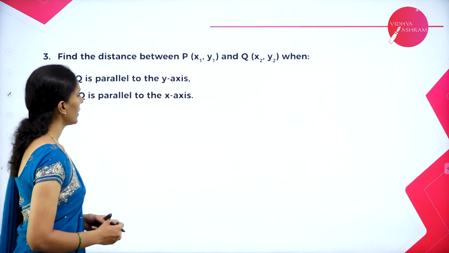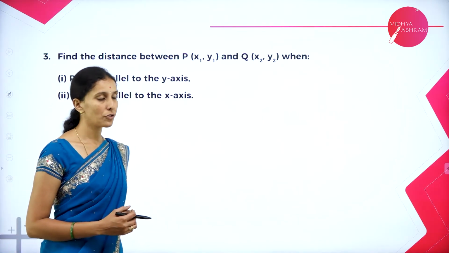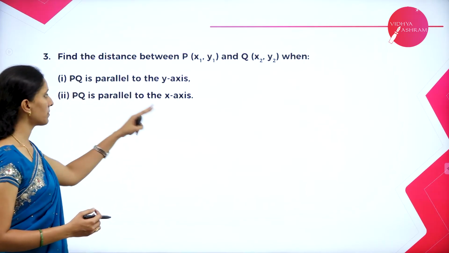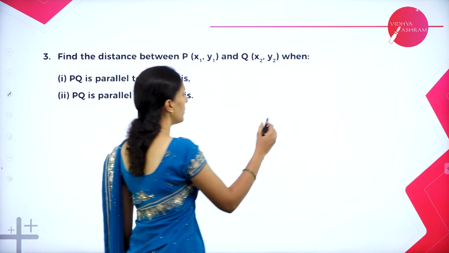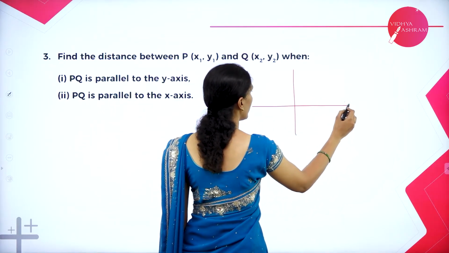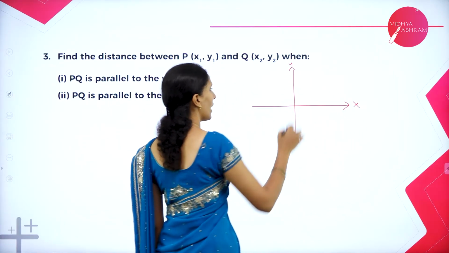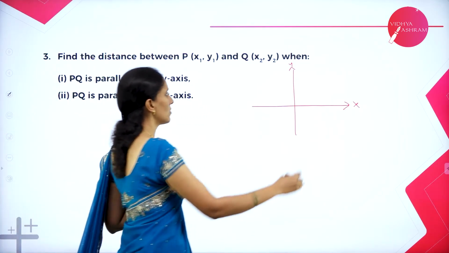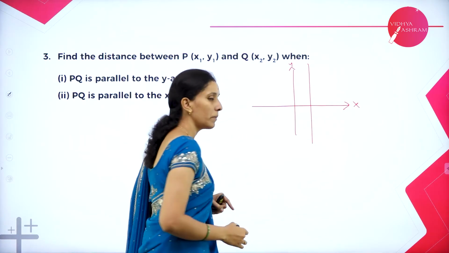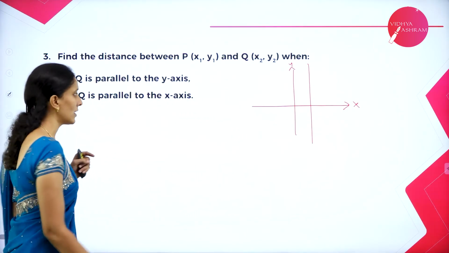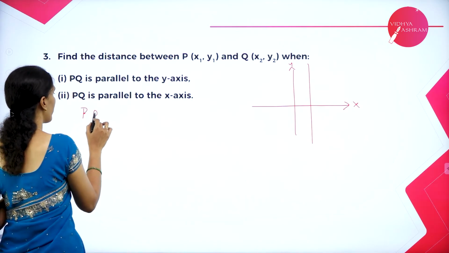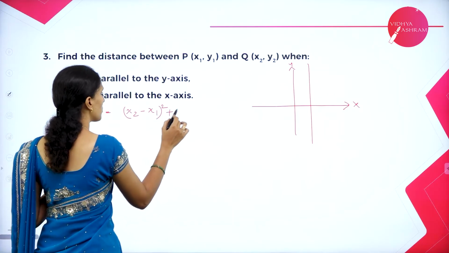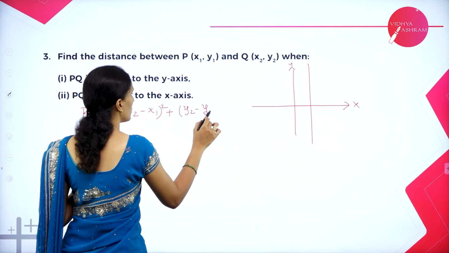Find the distance between P(x1, y1) and Q(x2, y2) when PQ is parallel to the y-axis, and when PQ is parallel to the x-axis. Suppose let me take coordinates here. This is your x-axis, this is your y-axis. Suppose PQ is a line parallel to the y-axis. So for this, if I take two different points P and Q, the distance formula is given by square root of (x2 minus x1) whole square plus (y2 minus y1) whole square.